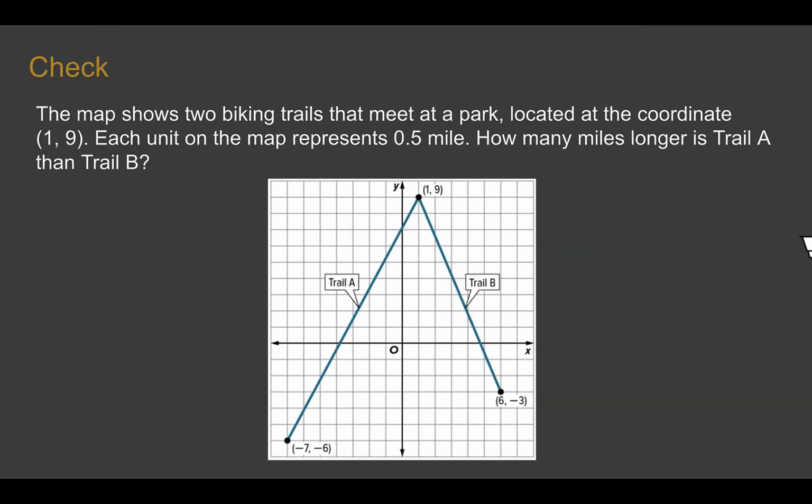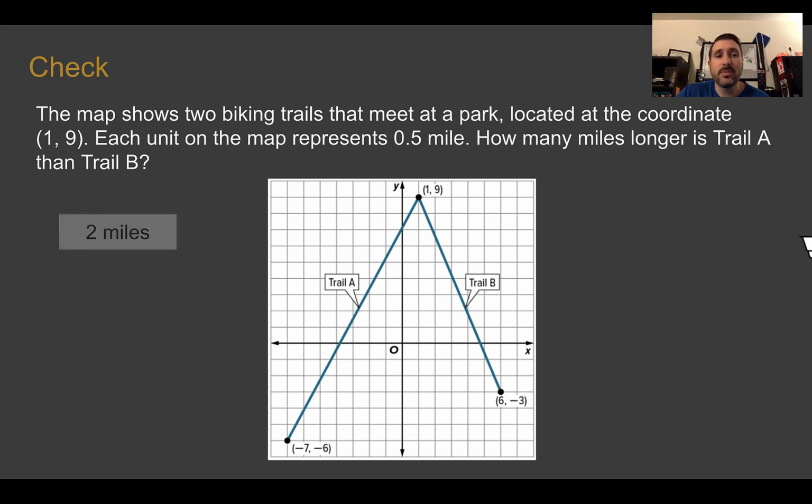Check your understanding. Read through the situation and use the map to determine how many miles longer trail A is compared to trail B. Remember, each unit on the map is a half of a mile, which you can factor in at the end. Pause the video now and complete the check. Check your answer. You should have said that A is 2 miles longer than B.